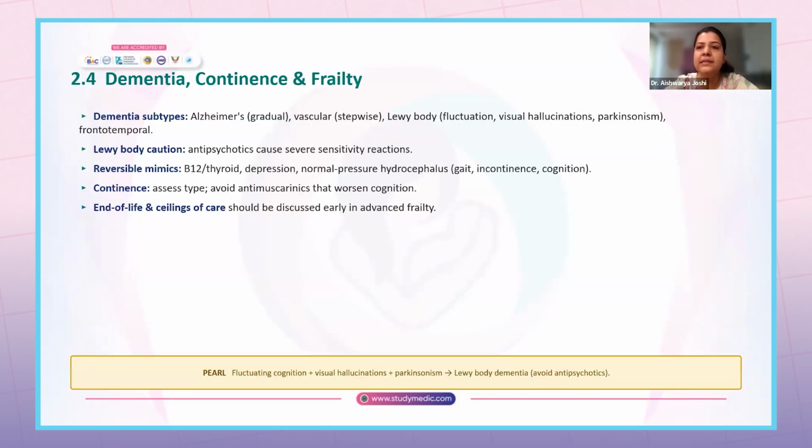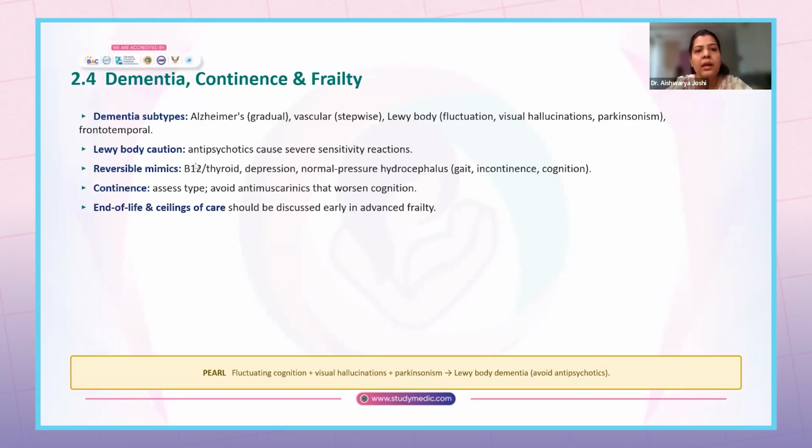Let's deal with dementia and continence failure. Dementia could be Alzheimer's, which is a long progressive course. Vascular, where there will be a history of stroke or TIA. Lewy body dementia, remember, is always associated with visual hallucination and Parkinsonism. Frontotemporal dementia, frontal lobe, there is loss of cognition or loss of social behavior.